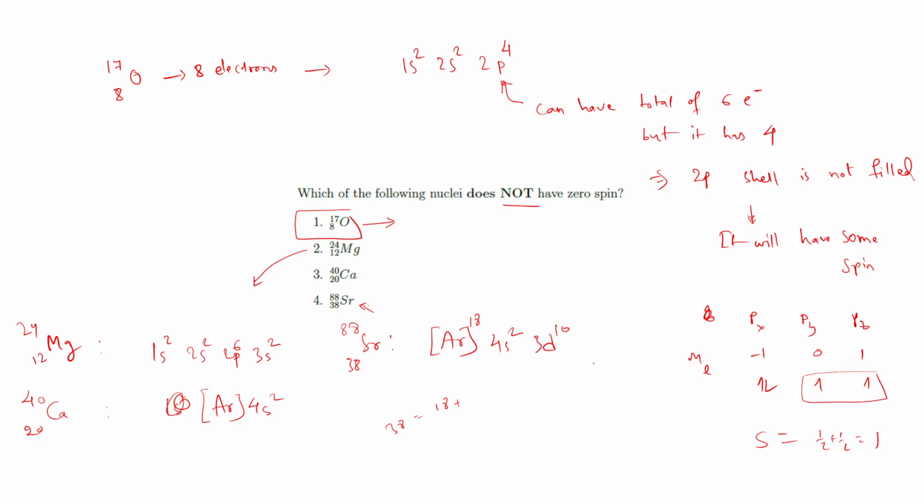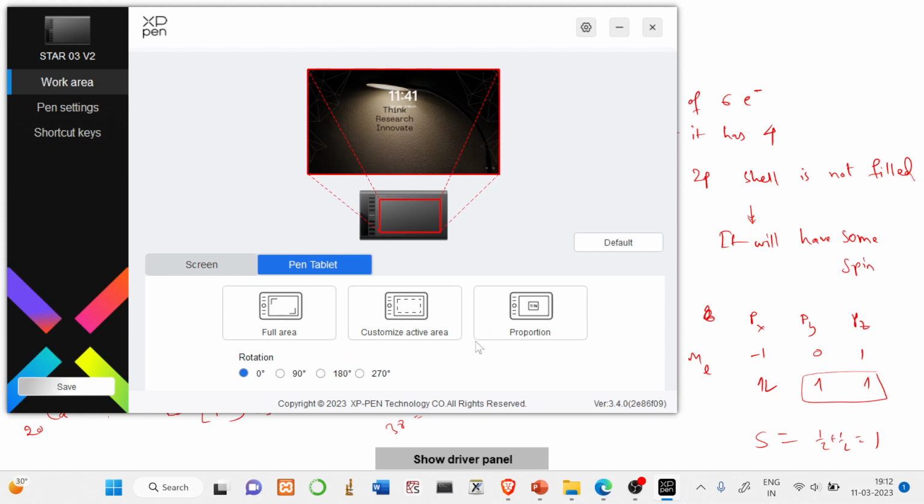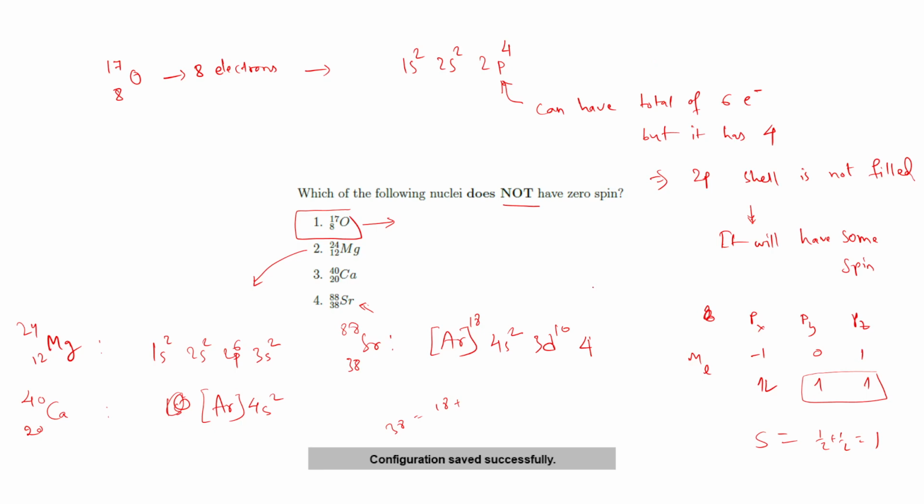For strontium, you can just check. It will have a filled subshell. The shells are 2, 8, 18, 8 and 2. So this amounts to 38.